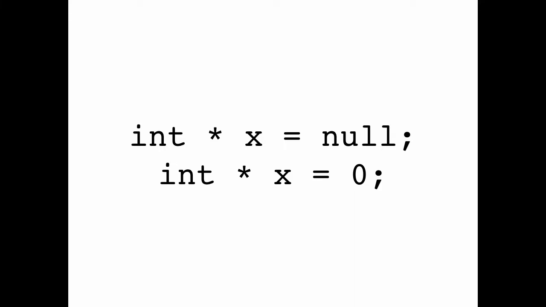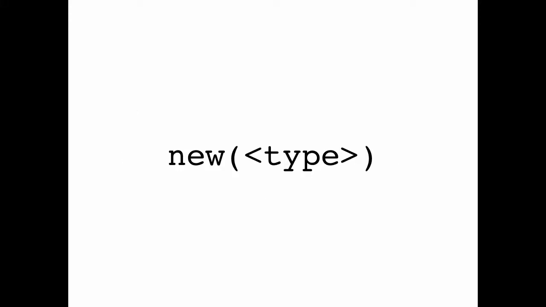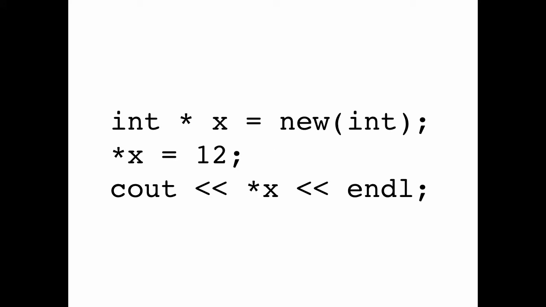And we'll get some examples of that today. How do we create a variable that has an address but that has no name? Yep, we use this new function. The way new works is you say new, and then in parentheses, what type of thing you want. So for example, we could say int star x equals new int.